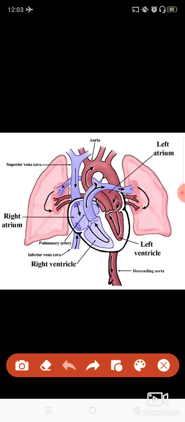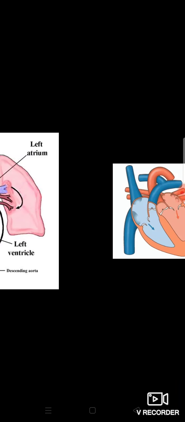The aorta is again divided into ascending and descending. Ascending means the upper part and descending means the lower part. So the aorta will carry the oxygenated blood from the ascending aorta to the upper part, and from the descending aorta to the lower part. So this is how it is going to work.